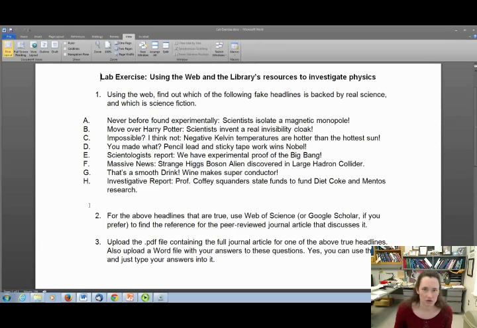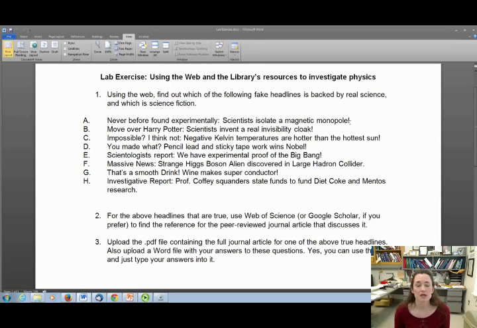Now the titles are not real titles. I totally made them up. Okay, I made up all the titles, but that doesn't mean that the science behind the titles isn't real. What I tried to do was make it sound like a Weekly World News headline, so you weren't sure which ones were real and which ones weren't. So the first one, for example, is "Never before found experimentally, scientists isolate magnetic monopole." And I need you to find out if that's real or not.